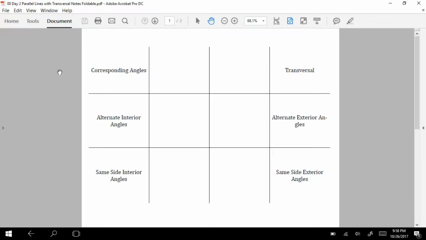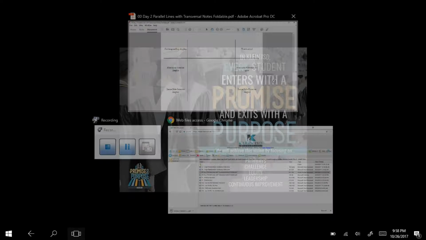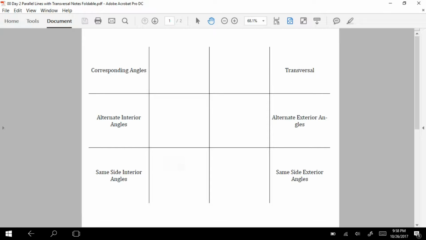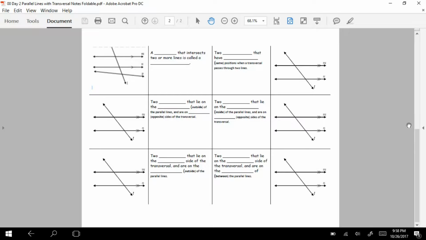So look at this. This is going to be a special way we do these notes. Look at this page right here. This is kind of what it looks like. But we're not going to fill anything in on this page. Okay, we're going to go to the next page right here, and you're going to see how this works. And we're going to fill in this right here.